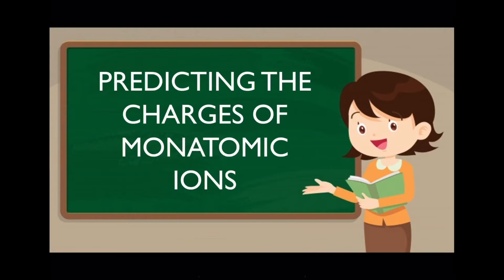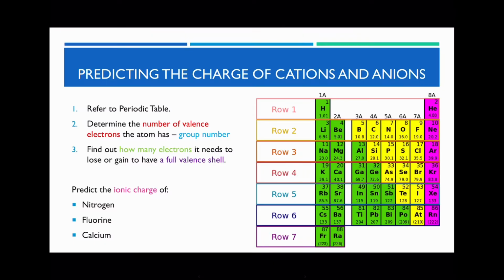Now, in terms of predicting the charges of monatomic ions, we said that this can be done by looking at your periodic table and then determining how many electrons that particular element needs in order to have a complete outer shell. So, for instance, nitrogen belongs in group 5, therefore it has 5 valence electrons. It needs to obey the octet rule. So, in order to have a complete outer shell, nitrogen is going to be gaining an extra 3 electrons, so it has 8 electrons on its outer shell. And remember, electrons are negatively charged, therefore the net charge of nitrogen is going to be 3-, and we always write the number first, followed by the charge afterwards.